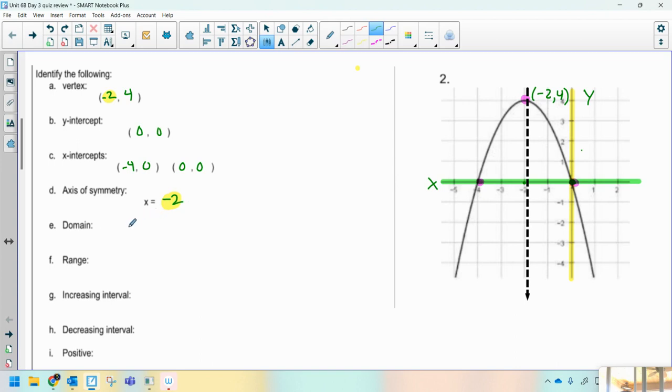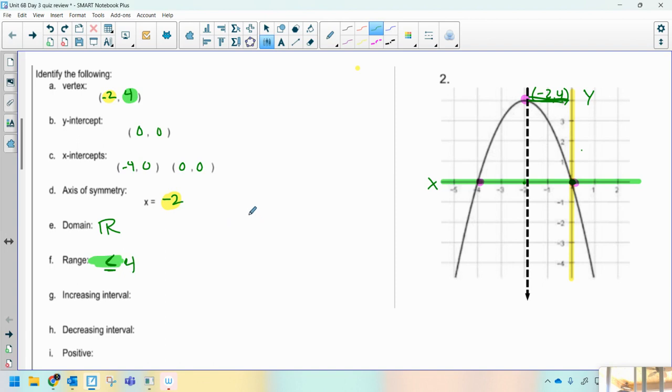Domain. Well, what do you put for domain? All real numbers. All right, range. If you don't know the range, you should know that the range is the same as the y of your vertex. 4 is the y of the vertex, which means it touches as high as 4, okay? And does it touch everything above 4 or everything below 4? It touches everything below 4. So the range, because it's below 4, is y less than or equal to 4.